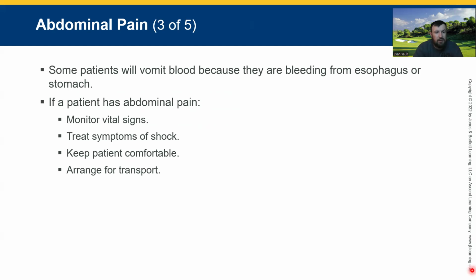If a patient has abdominal pain, we need to monitor those vital signs. As soon as we're done assessing, we reassess, right? Treat symptoms of shock, which, and I know we haven't done shock yet, is we're going to lay them down if possible, unless they're vomiting. We want to give them high flow oxygen and we want to put a blanket over them to maintain body heat. Keep the patient as comfortable as possible and arrange for transport.